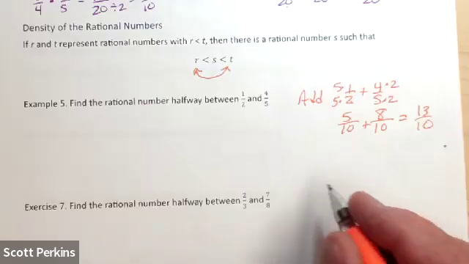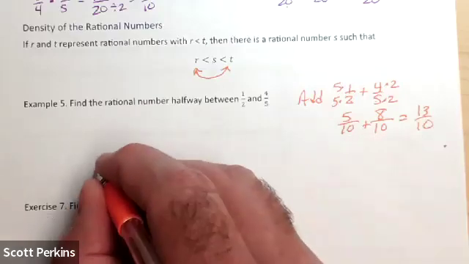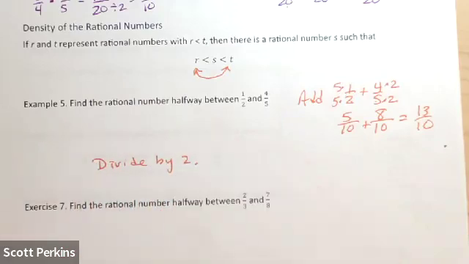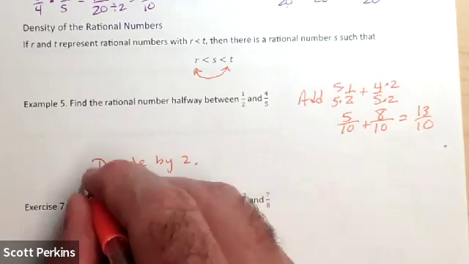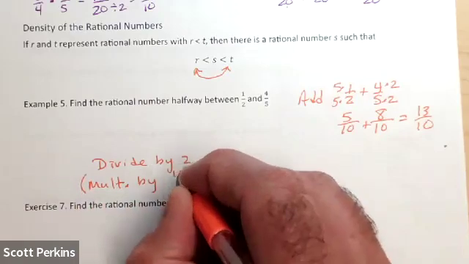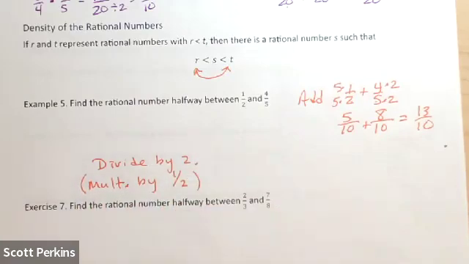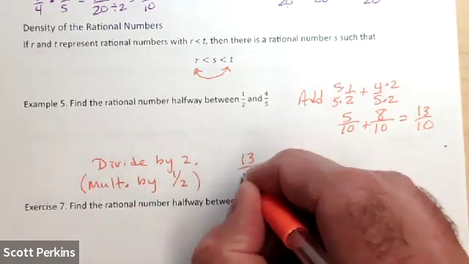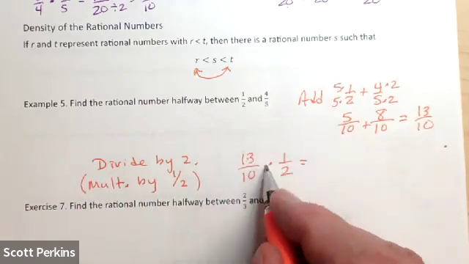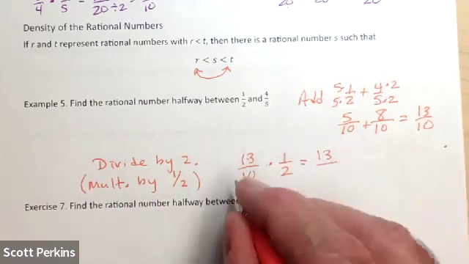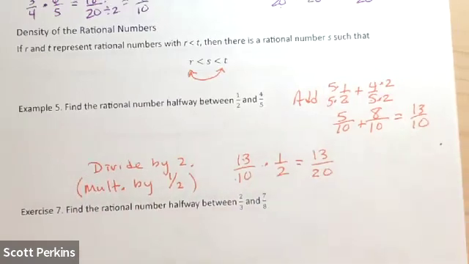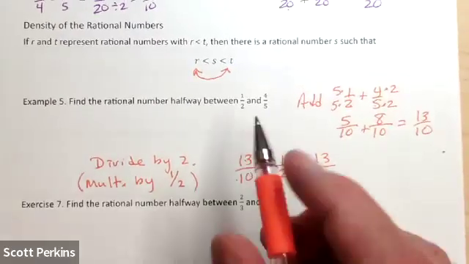Then what you're going to do, secondly, is divide by 2. Dividing by 2 is the same thing as multiplying by the reciprocal, so we can multiply by 1/2. Either way. So we're going to take that 13/10 and multiply by 1/2. 13 times 1 is 13. 10 times 2 is 20. And so 13/20 is halfway between 1/2 and 4/5.